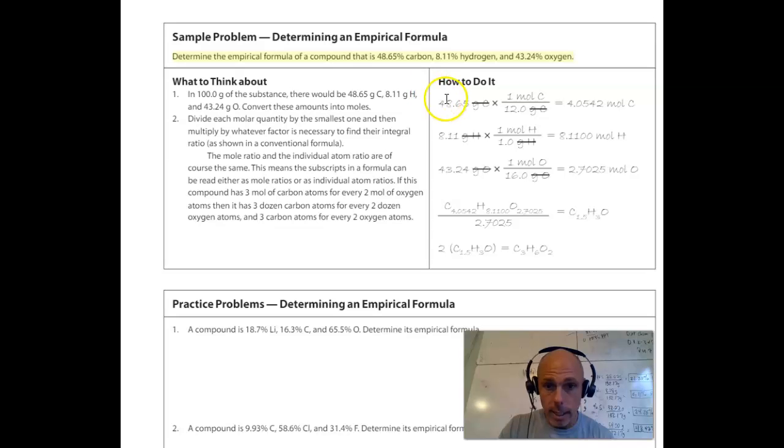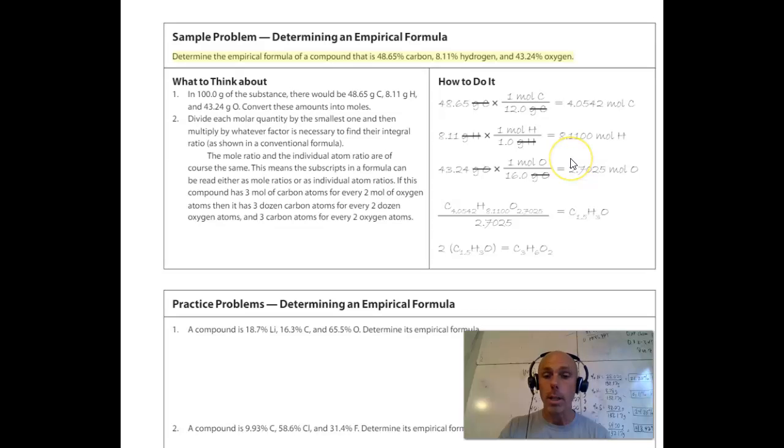And notice that down here, where the work is shown, 48.65% carbon became 48.65 grams. And so is that the case for hydrogen and oxygen. So as you heard me say a bit ago, we've got to figure out how many moles of each atom we have so that we can ultimately figure out what the lowest whole number mole ratio is. Well, to do that, we take the mass of each element, divide it by its molar mass. That's done for carbon, hydrogen, and oxygen. And from that, we get 4.05 moles of carbon, 8.11 moles of hydrogen, and 2.70 moles of oxygen.